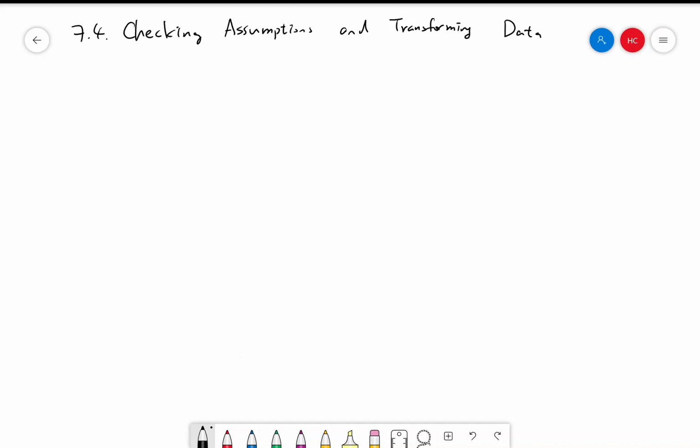Alright, so this is the last section, 7.4, which is on checking assumptions and transforming data. So let's first talk about checking assumptions. And we need to talk about what assumptions are. So these assumptions are for the linear model.